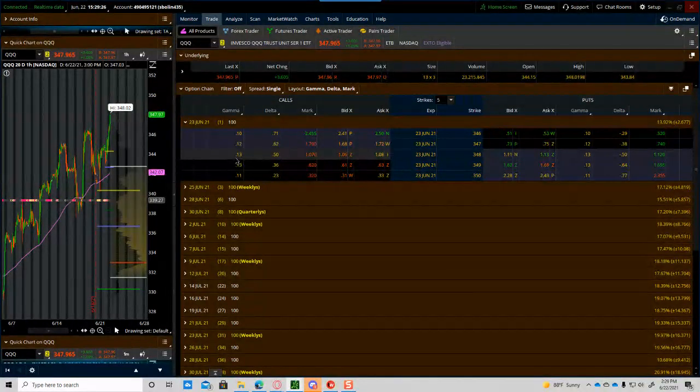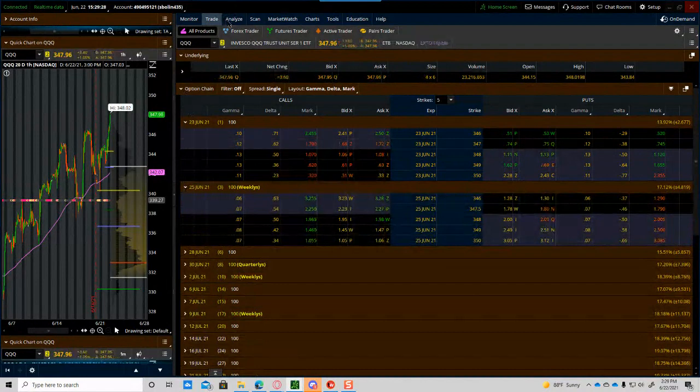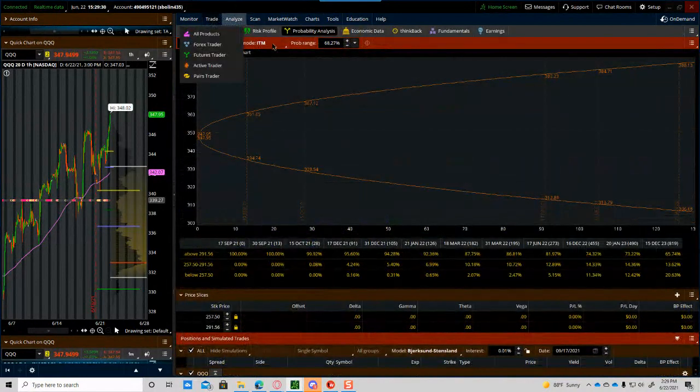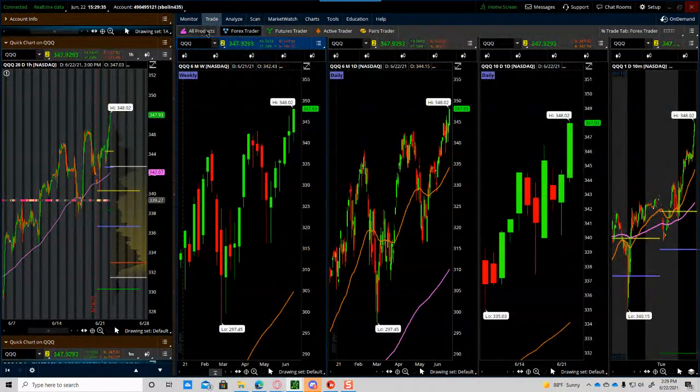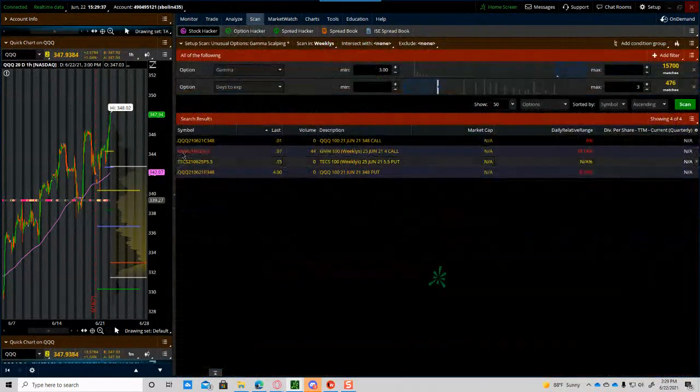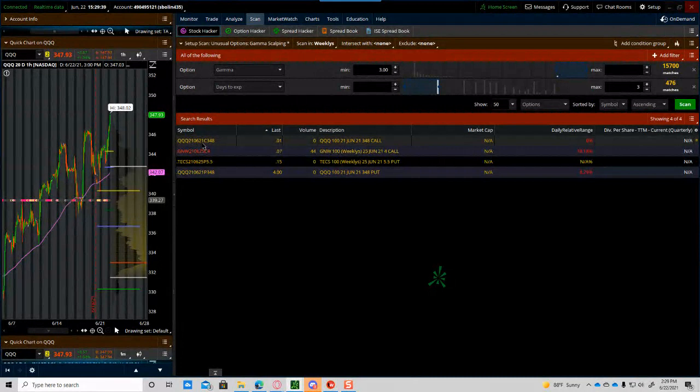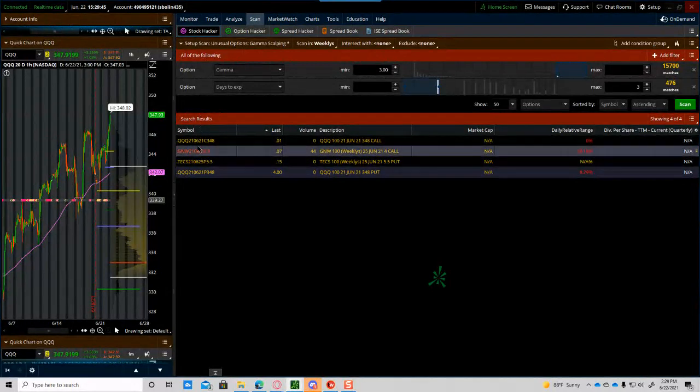So the gamma, we're hunting for a gamma value in here, and it says we got it in the Qs. Let's go to the risk profile. No, not the risk profile. Let's go back to the scan and find that Q. It would be June 21, tomorrow. That's the one we're looking at.